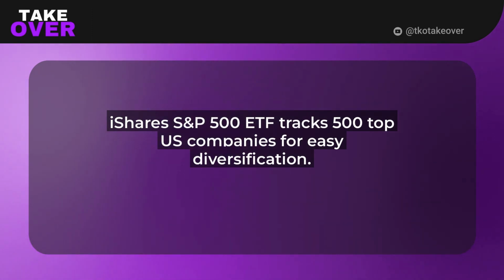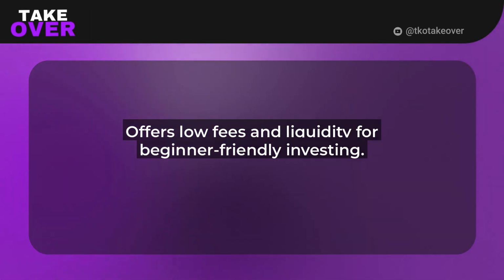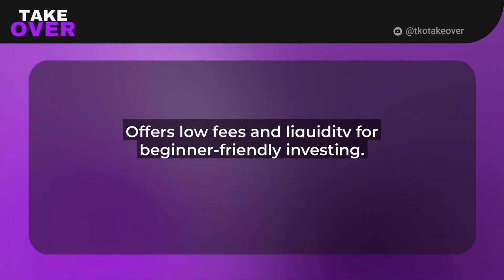First off, what exactly is the Ishares S&P 500 ETF? It's an exchange-traded fund, or ETF, managed by BlackRock, that tracks the S&P 500 index. This index includes 500 of the largest and most stable companies in the US, like Apple, Microsoft, and Amazon. Essentially, by investing in this ETF, you're getting a diversified basket of these top performers in one go.